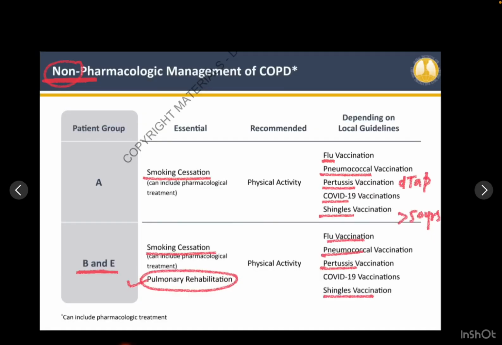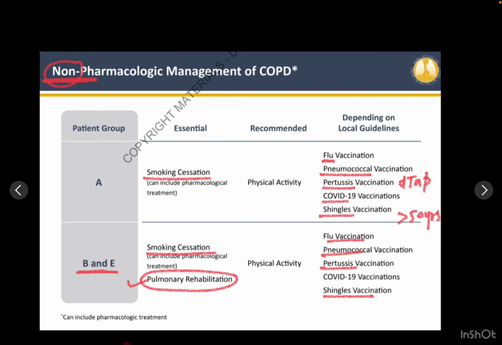Now they are talking about the non-pharmacological management of COPD. In group A, we should focus essentially on smoking cessation, and physical activity is recommended. Depending upon local guidelines, we should give these vaccines. First is the influenza vaccine, second the pneumococcal vaccine, like 15, 20 valent and 23 valent. Then the pertussis vaccine, known as DTaP, is given if it has not been given during adolescence. COVID-19 vaccination is recommended, and the shingles vaccine is given if age is more than 50 years.